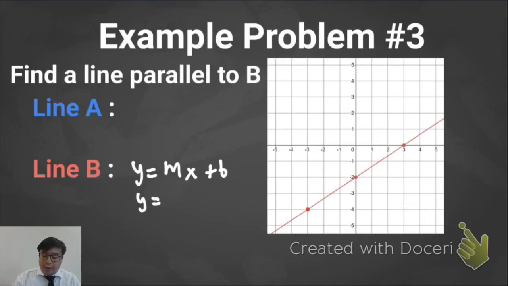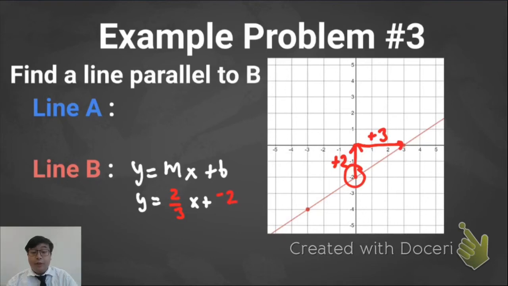From one dot to the next, I know I'm going up 2, so my change in y is 2, and I know I'm moving to the side 3. So the slope of line B is going to be 2 over 3. And now I need to find my y-intercept, or my starting point. And I see that the graph crosses the y-intercept at negative 2. So my starting point is going to be at negative 2. So this is my equation.